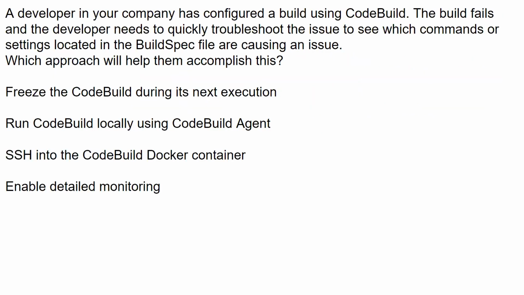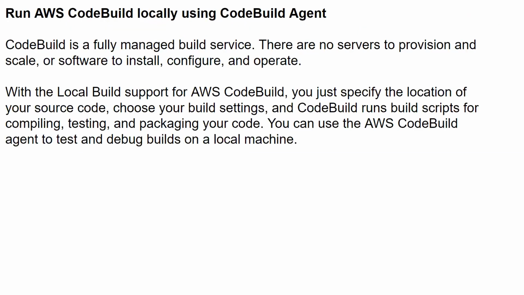A developer in your company has configured a build using CodeBuild. The build fails, and the developer needs to quickly troubleshoot the issue to see which commands or settings located in the buildspec file are causing an issue. Which approach will help them accomplish this? Freeze the CodeBuild during its next execution. Run CodeBuild locally using CodeBuild agent. SSH into the CodeBuild Docker container, enable detailed monitoring. Run AWS CodeBuild locally using CodeBuild agent. Yeah, you just specify and you can debug.